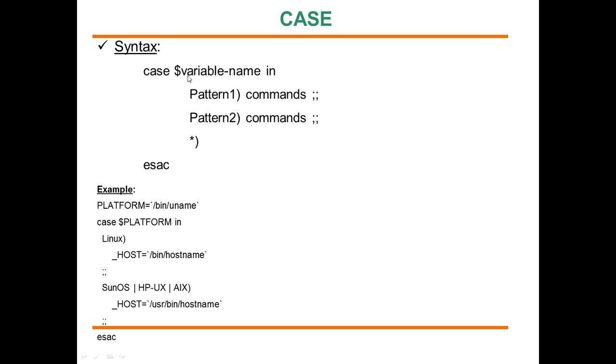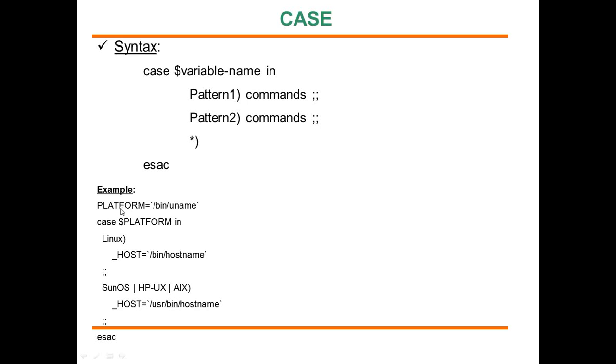If a specific variable's value is in pattern 1 or pattern 2, the following commands will be executed until it reaches this double semicolon. Pattern 2, these commands will be executed until this double semicolon. The default condition is a star in brackets. So if none of the patterns match the above, whatever you write in this default will be executed.